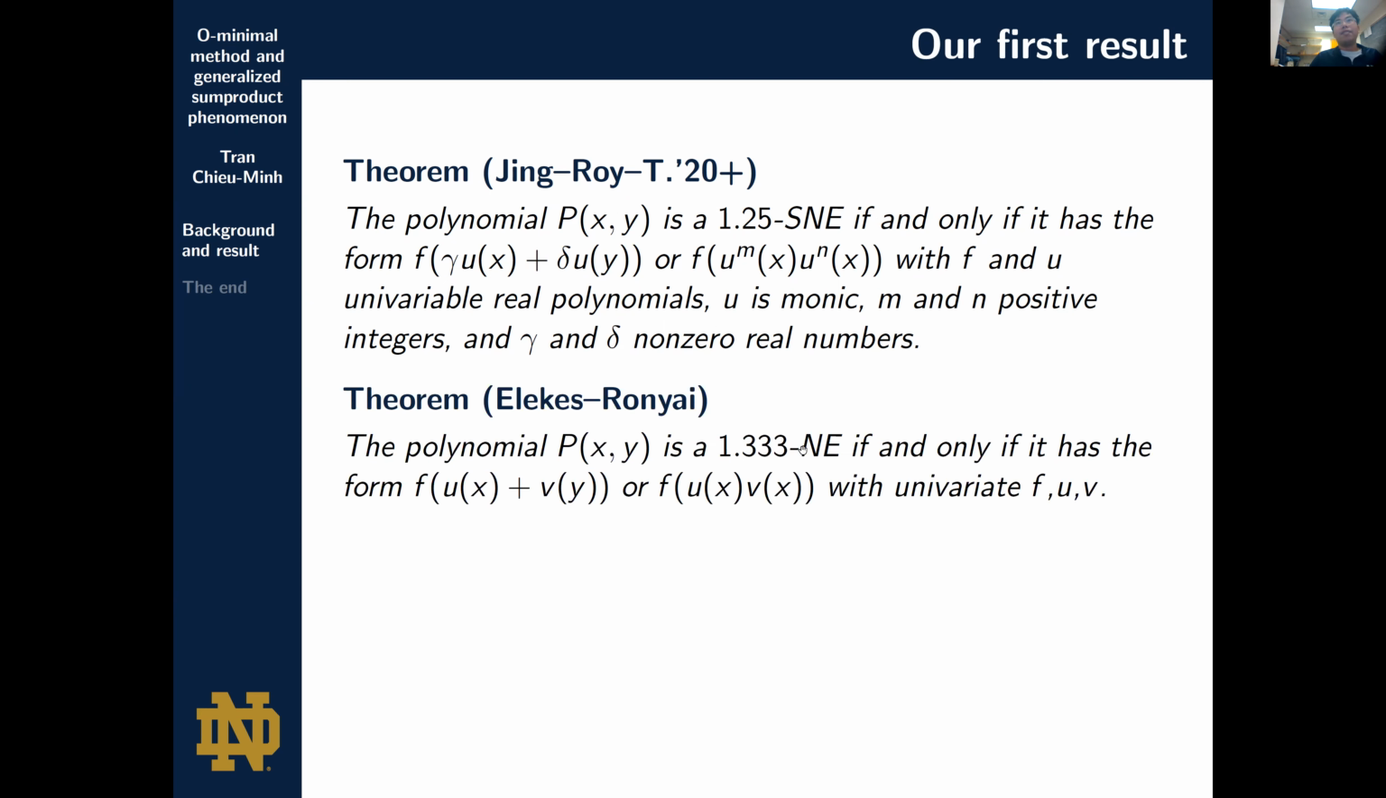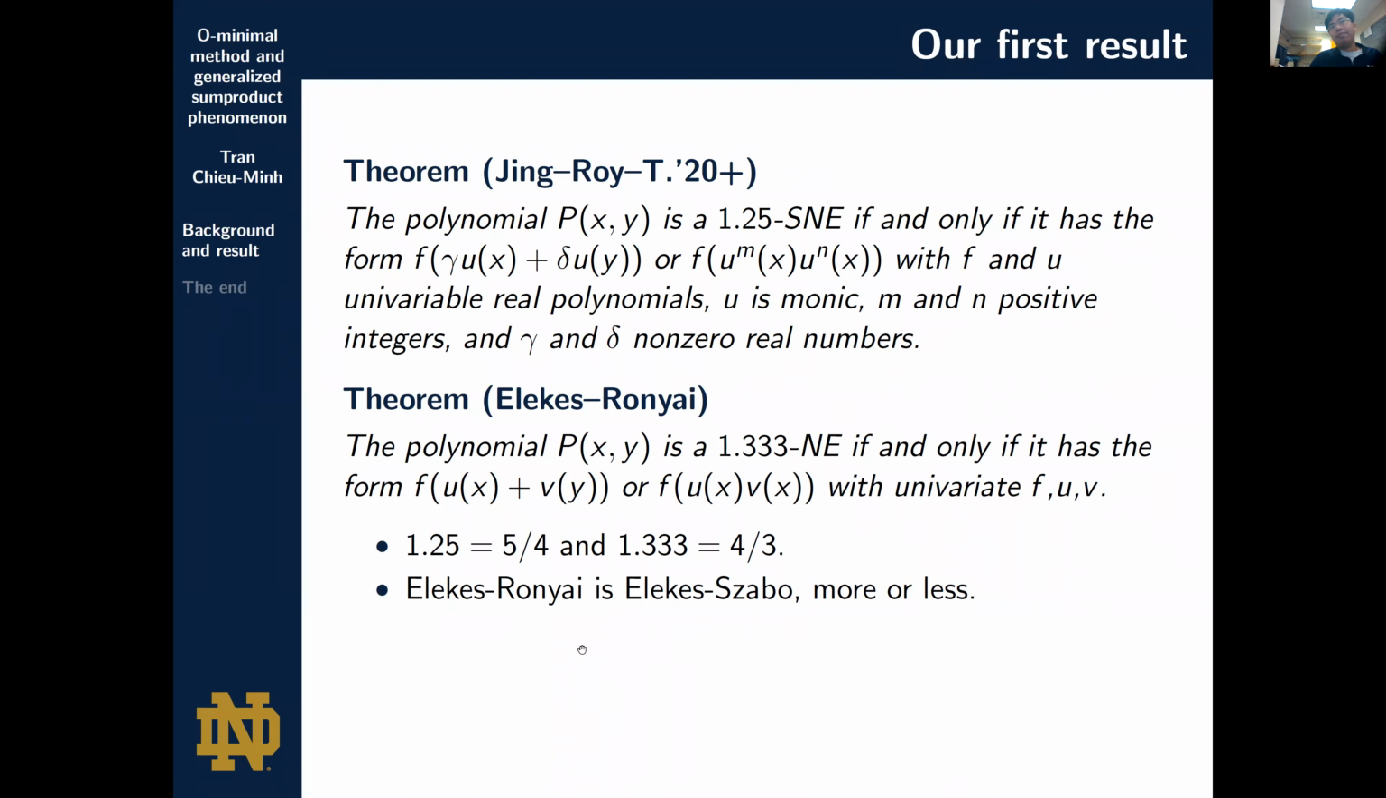In the case of the non-expander that is non-symmetric, the record is held by the result by Alekes and Royal, which says that this polynomial is a 1.33 non-symmetric non-expander only if it has the expected form with univariate u and v. All right, so you might wonder what these two numbers are. 1.25 is 5/4, and 1.33 is just 4/3. I didn't write them, but there should be more 3s.